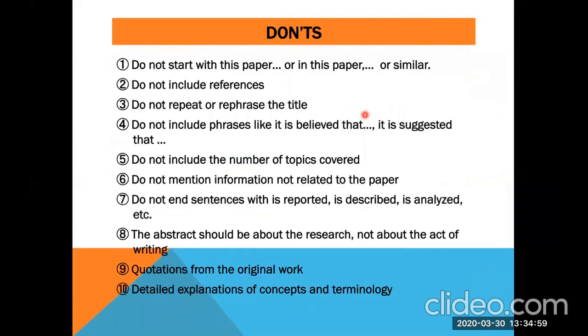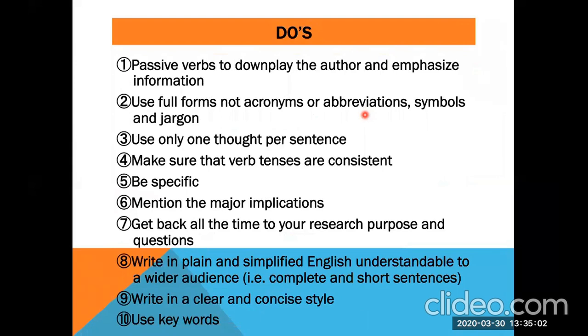Let's start with the dos, I mean, what you should include in your research abstract. First of all, you should use passive verbs to downplay the author and emphasize the amount of information provided by you in your abstract. Second, use full forms, not acronyms or abbreviations or symbols and jargon. You should also use one thought per sentence. Make sure that verb tenses are consistent and preferably written in present simple tense.